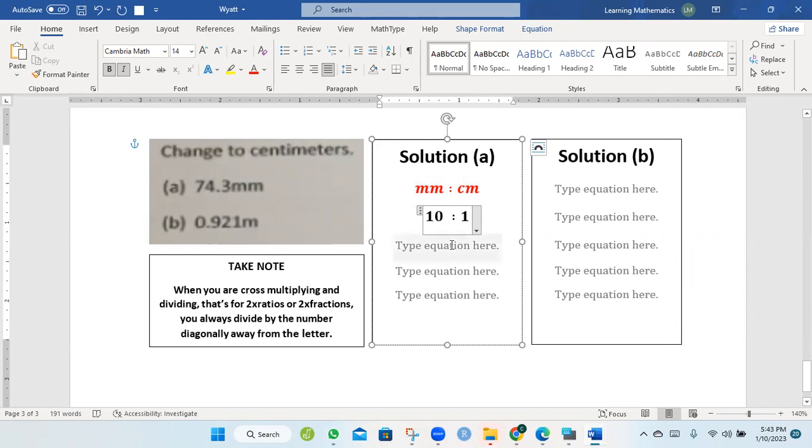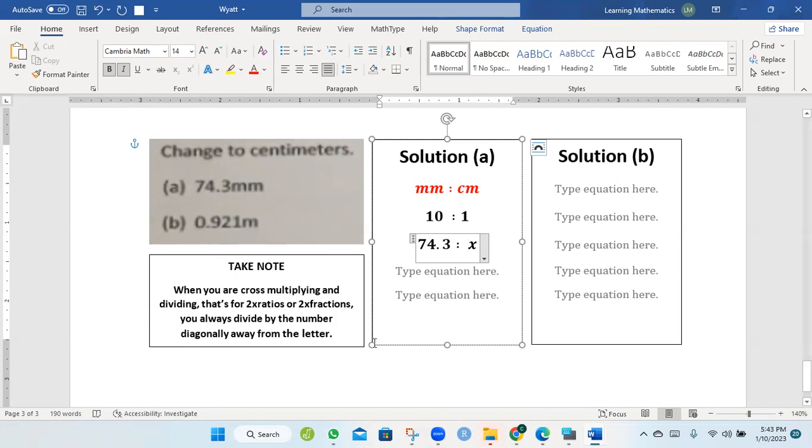Now, our third ratio must have a number and a letter. The number we have is 74.3. 74.3 millimeters. So 74.3 must come under millimeters. And our X has to come under centimeters. That's what we're trying to find.